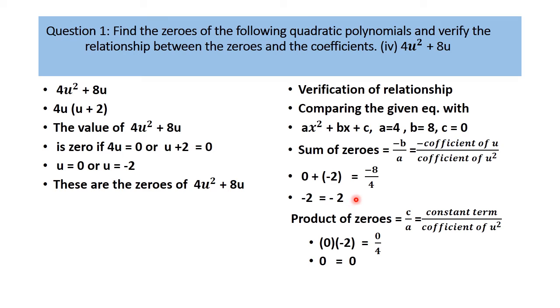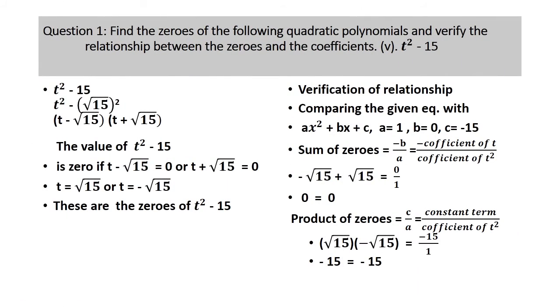Now second part, product of zeros. We will multiply these two zeros, 0 into −2, and c upon a, constant term upon coefficient of u². So the product 0 into −2 is 0, and 0 upon 4 is 0. 0 upon something is always 0. So here also left hand side is equal to right hand side. This is the fourth part of question first. Now fifth part. Here also we have the equation t² − 15.